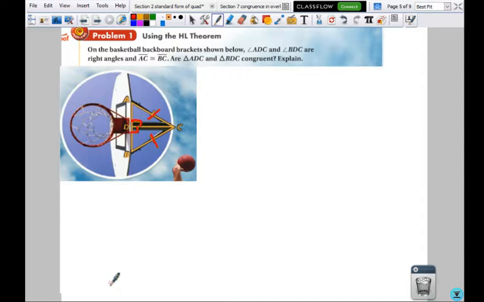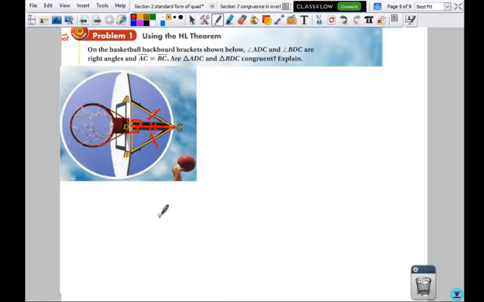Okay, so I got my hypotenuses, I got a 90-degree angle, and then I just need to check out a leg. I don't know anything about AD or BD, but I do know DC is exactly the same line, right? So that is my leg. DC, they share that one.